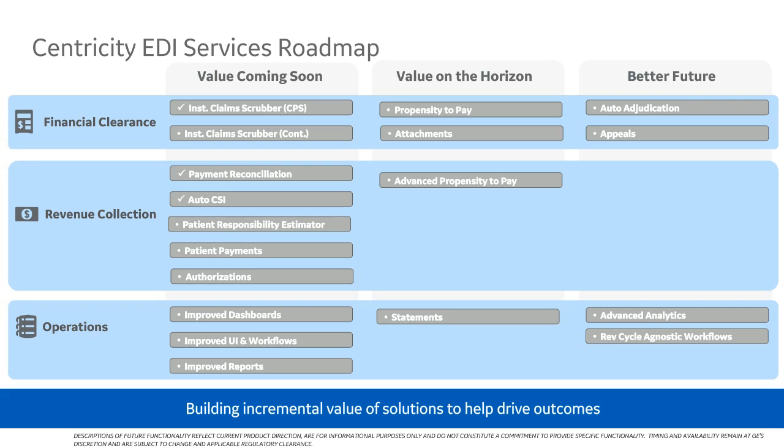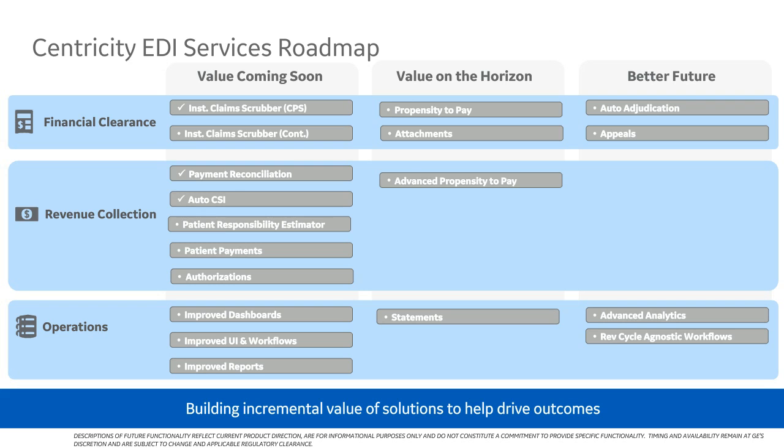Order CSI, again, this is a functionality which we released in Q1 this year. We'll talk in detail. We are diligently pursuing a few partners for the patient responsibility estimator and the patient payments and authorization solutions to incorporate these bells and whistles into workflows to improve your revenue cycle performance. And we are actively working. If you folks were part of the C-Live sessions, we did talk about the new UX change, which we are working on, the improved dashboards, the improved UI and workflows, and improved reports.